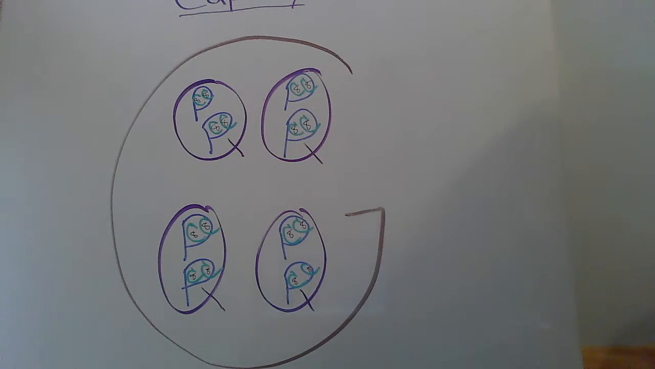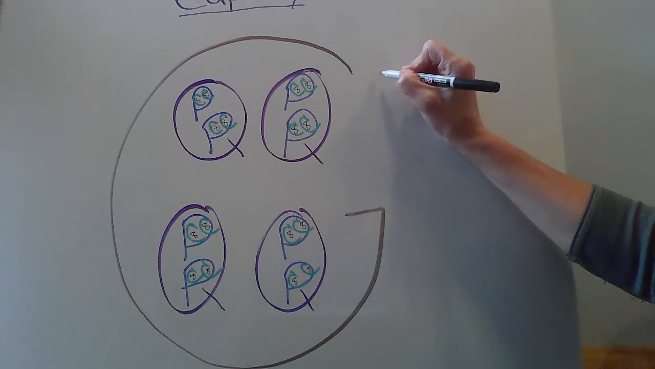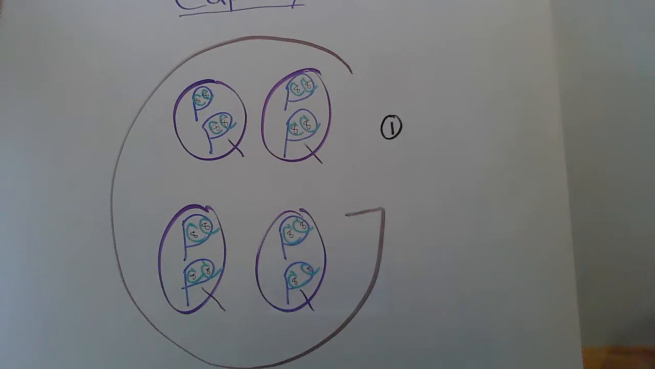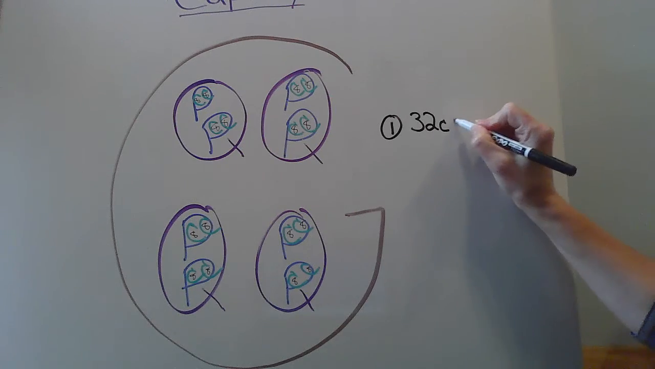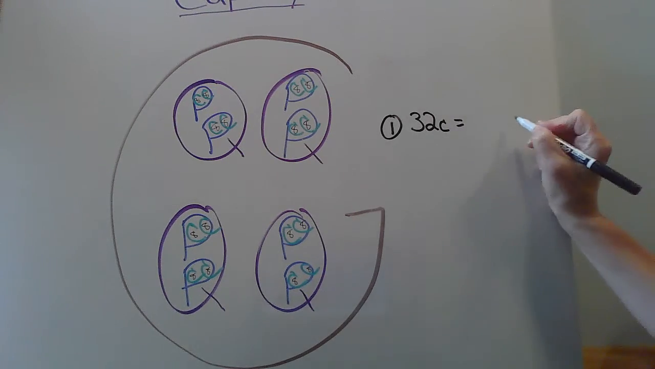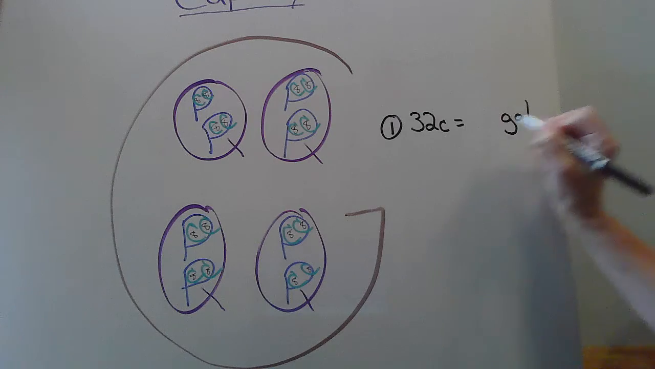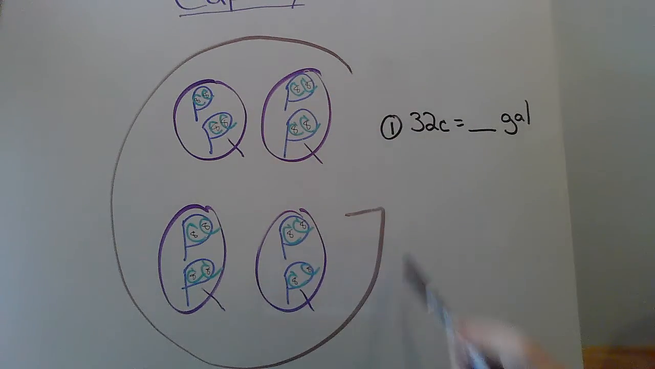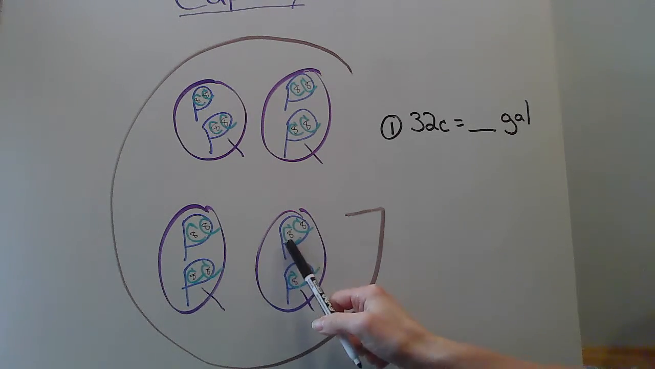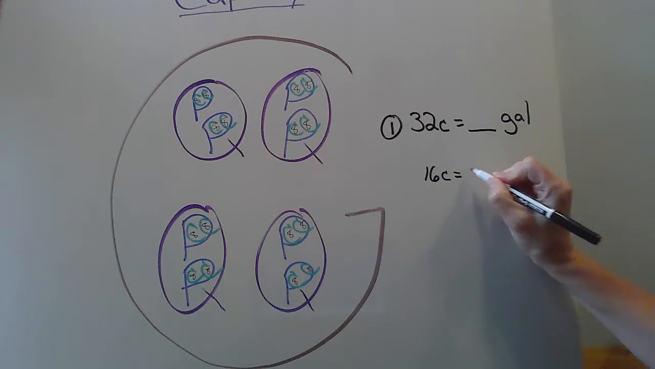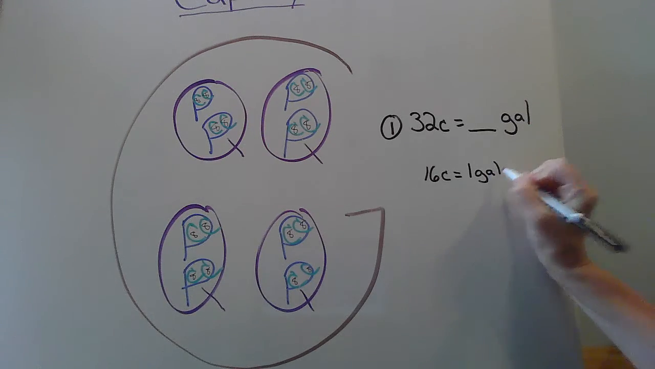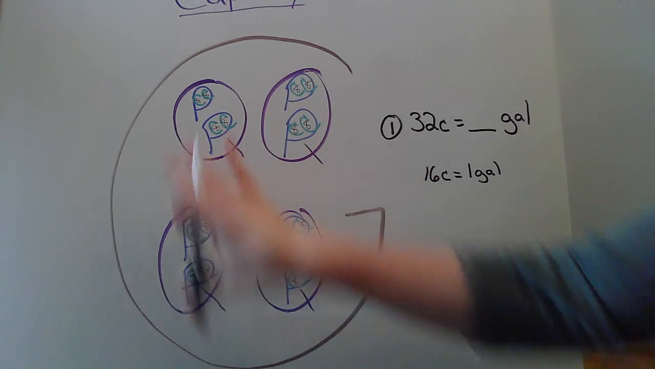So if you look at number 1 in your book on page 334, number 1 is asking you to convert 32 cups into gallons. There's a couple different ways you can do this. You can actually use your gallon pitcher and say, okay, if I count all my cups, there's 1, 2, 3, 4 in each quart. So 4 times 4 is 16. I know there's 16 cups for 1 gallon. So I can use my pitcher to do that.